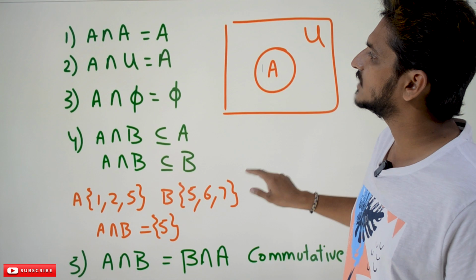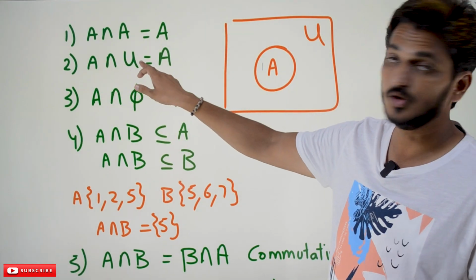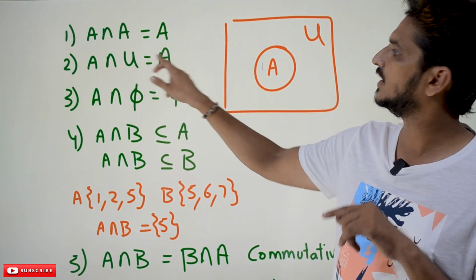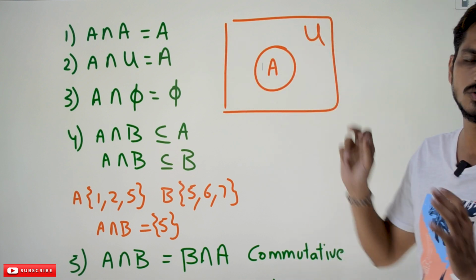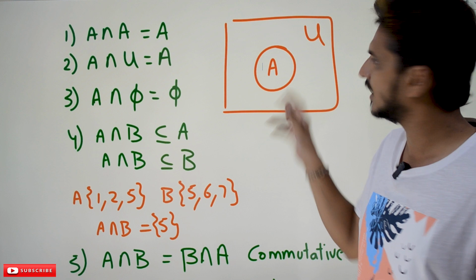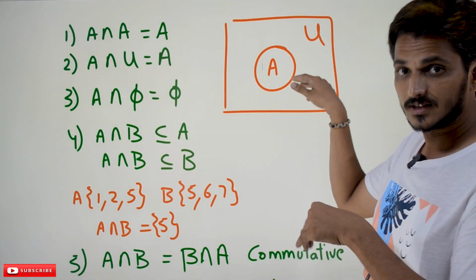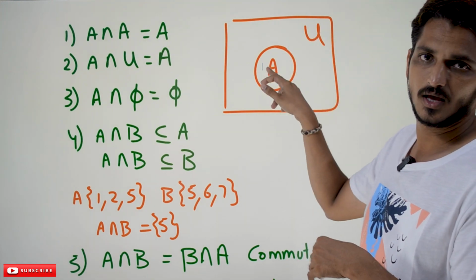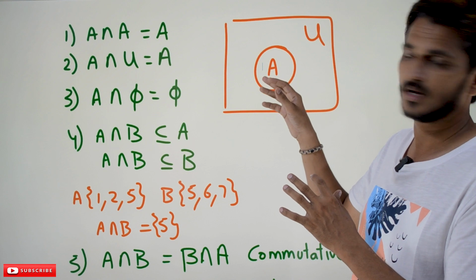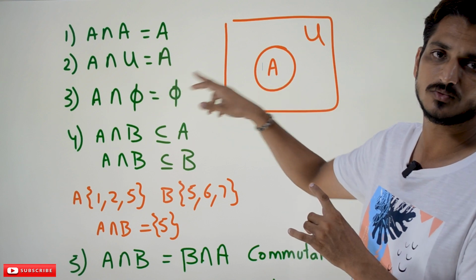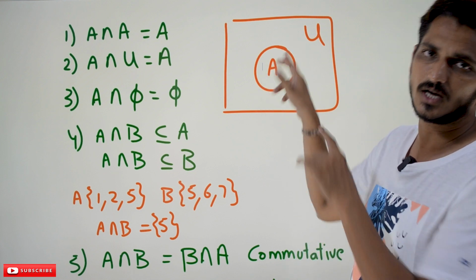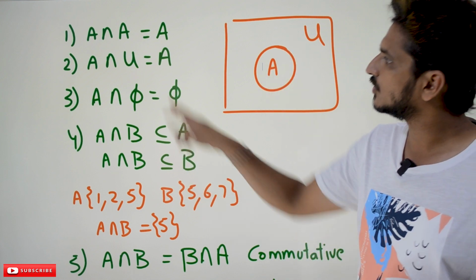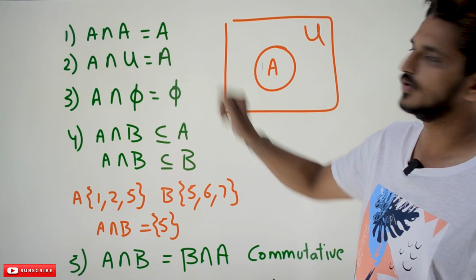Now coming to the next one, A intersection universal set equal to A. Universal set means all the elements present in this universe. Inside that we are having A. Intersection means common elements. What are the common elements? A is the common element in universal set and A. So A intersection universal set is equal to A.